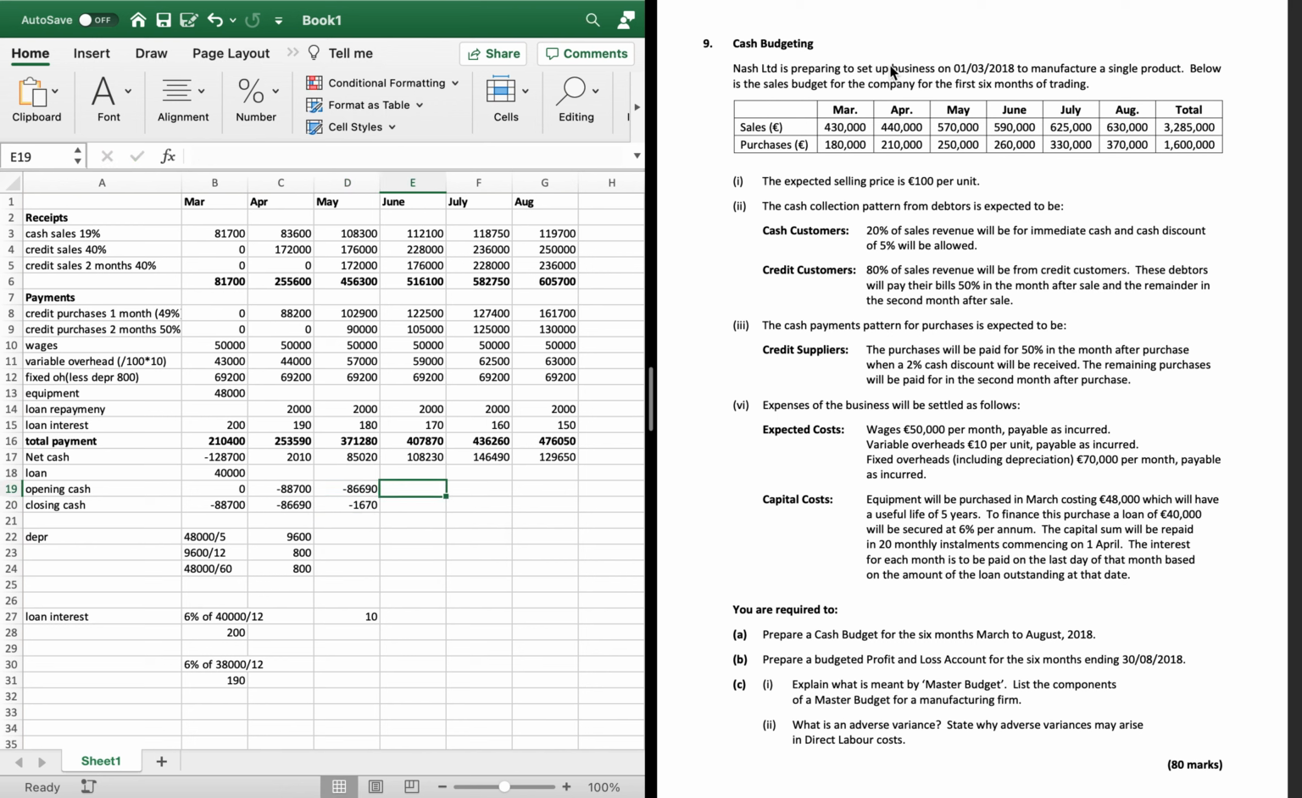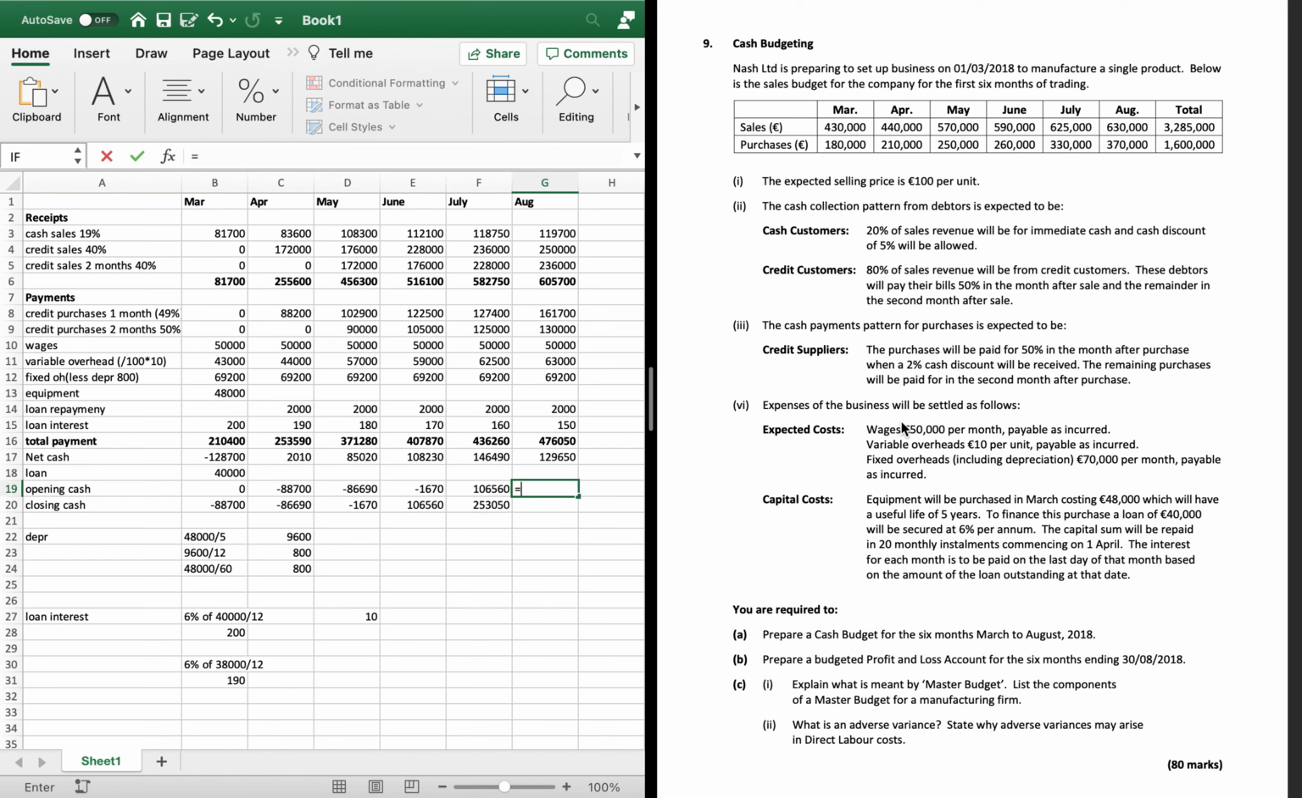So 1670. Then he's into positive numbers. 108,230 minus 1670 is 106,560. So we'll bring that up. And he's into serious positive numbers from here on in.